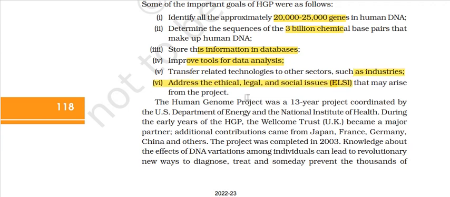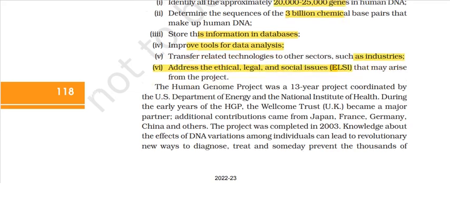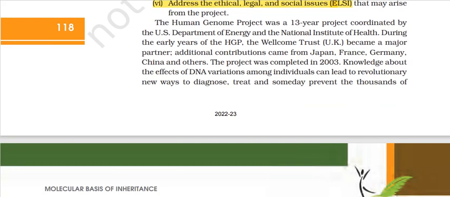The Human Genome Project was a 13-year project coordinated by the US Department of Energy and the National Institute of Health. Fine. During the early years of the HGP, the Wellcome Trust UK became a major partner. Additional contributions came from Japan, France, Germany, China and others. The project was completed in 2003. 13 साल लगे. 1990 में start हुआ, 2003 में खत्म हुआ.